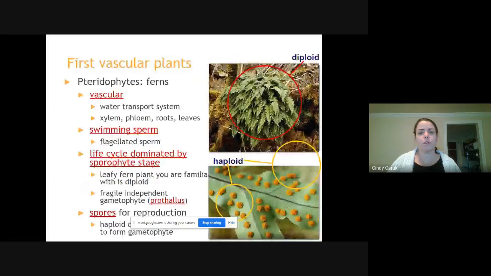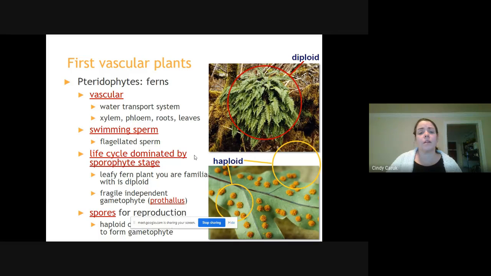So our first ones, we're going to focus on the ferns, and that's your pterophytes. So you have water transport system. It's always going roots to shoots. It's going to use the xylem. We're also going to have phloem for sugar. We're going to have some roots here. We have our leaves. Still swimming sperm, flagellated sperm. So you still have to, the ferns still have to live where it's relatively moist.